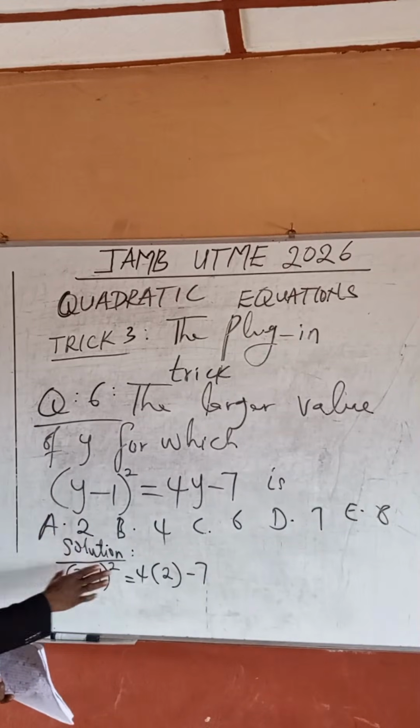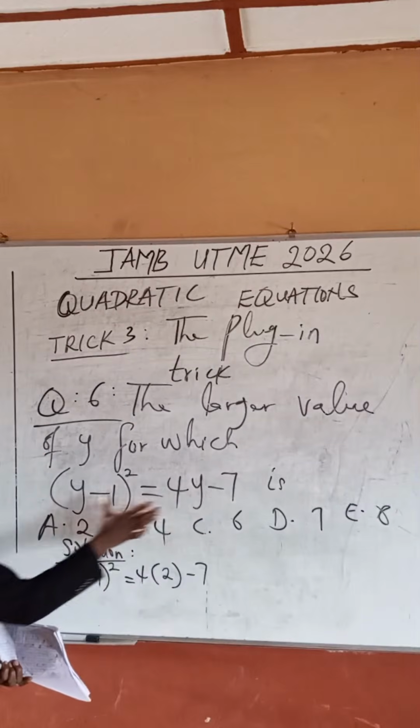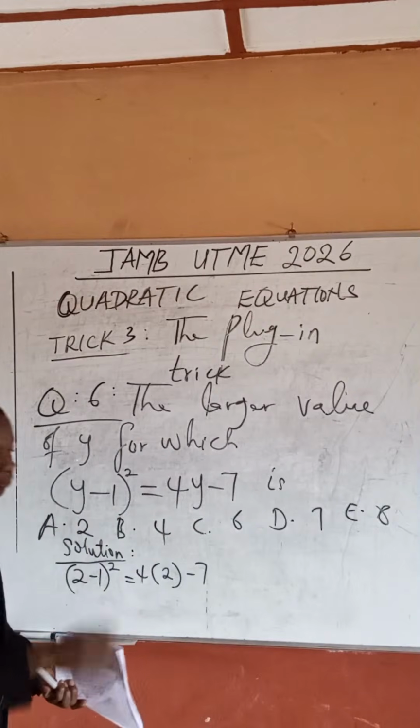If they are not equal, then we'll test 4 until we get the one we are going to plug in here to make both sides equal. That gives us the answer.